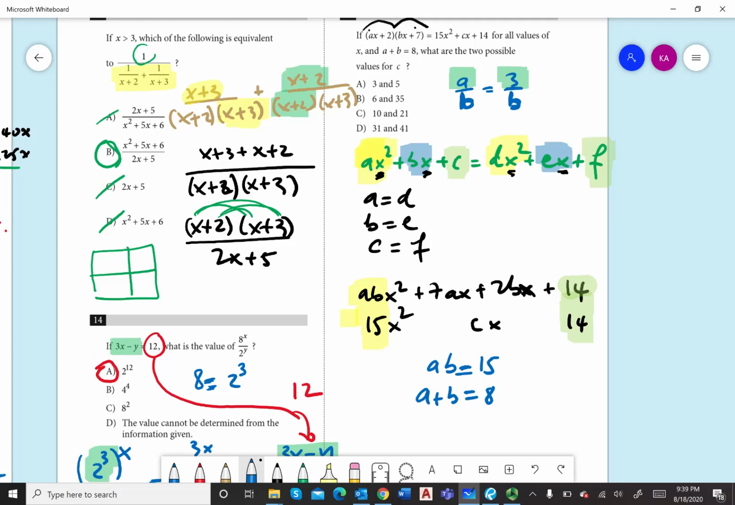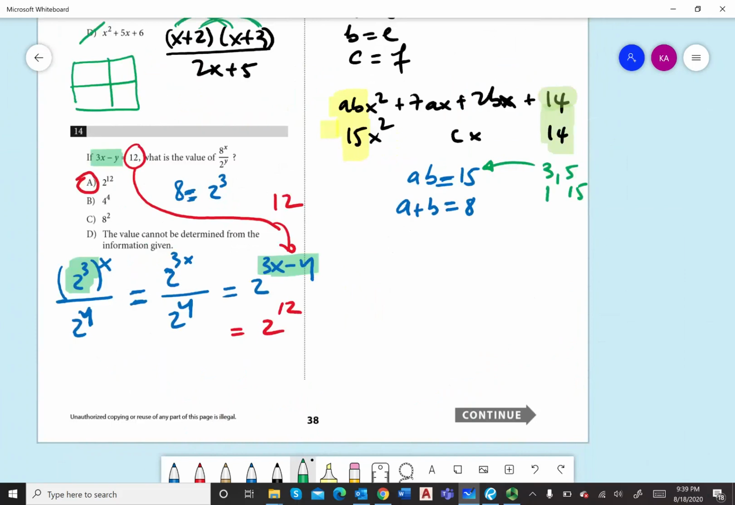Okay, now it says that well, AB is 15. Well, if AB is 15, what are the possible ways that AB can be 15? So let's find the multiples of 15. So the multiples of 15 are 3, 5, right? Well, there's 5, 3, which is the same. And then there's 15 and 1, 1 and 15. Okay? But the only pair that gives us 8 is 3 and 5.